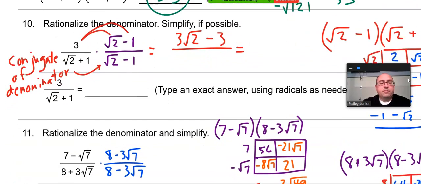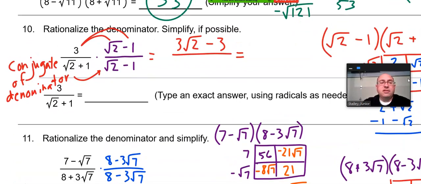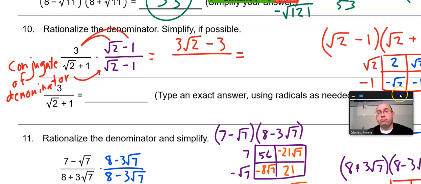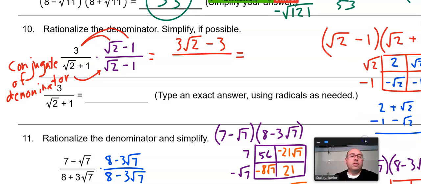Okay, number 10. Rationalizing the denominator. Okay, this is a little bit more involved, but this isn't too terribly involved. That conjugates idea is coming back. First of all, the idea of rationalizing the denominator means that we do not want a radical in the bottom. Basically, it comes from a long time ago when we didn't have calculators. We didn't want to divide by a really long, nasty decimal.